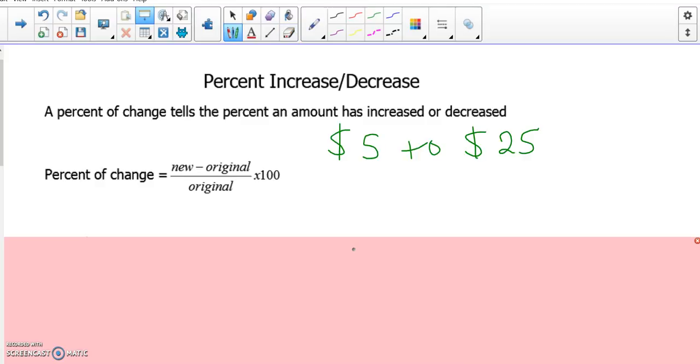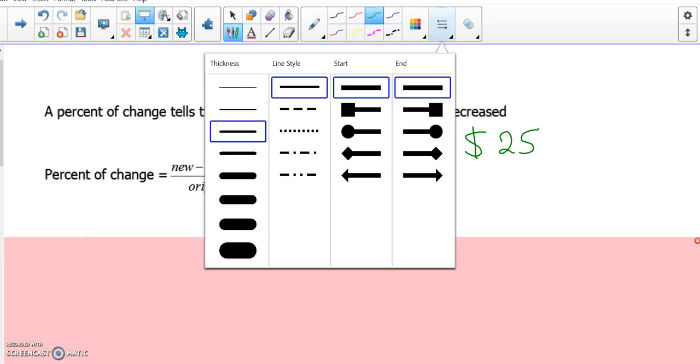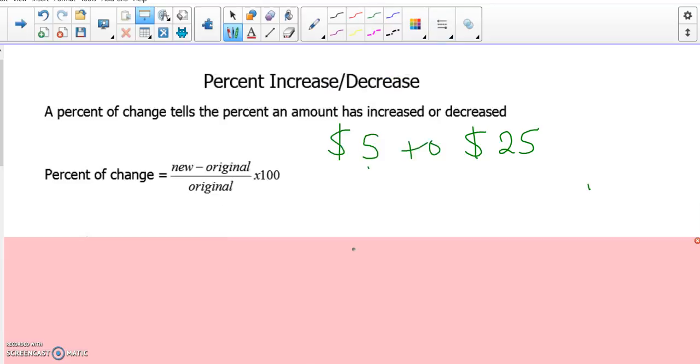Let's take that example and apply this formula and determine what percent your money increased. So in this case, you started with $5 in your pocket, so that's going to be your original amount. So your $5 is your original number. Your mother or father gave you $20, so now your total money has increased to $25. So you started with $5, you gained $20, so now you have a total of $25. So this is going to be your new amount.